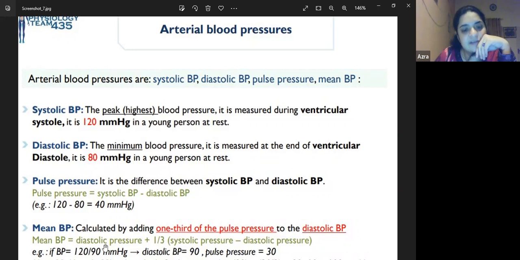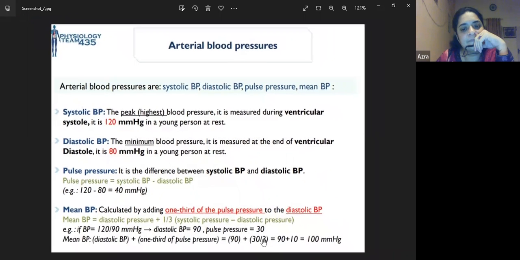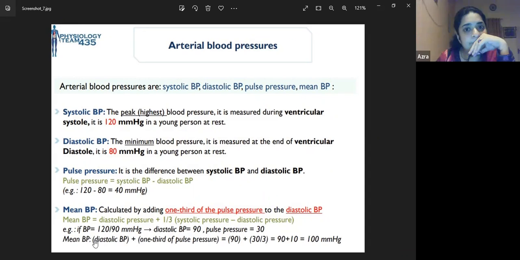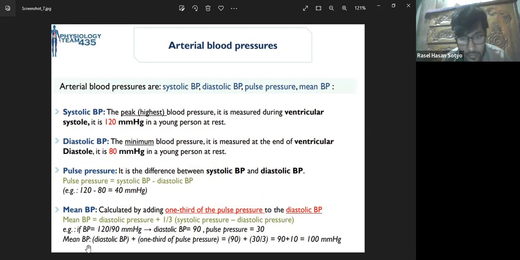Mean BP is the diastolic pressure plus 1/3 systolic pressure. If BP is 120 by 90, then diastolic is 90. So pulse pressure is 30. Mean BP is diastolic pressure plus 1/3 of systolic pressure minus diastolic pressure.